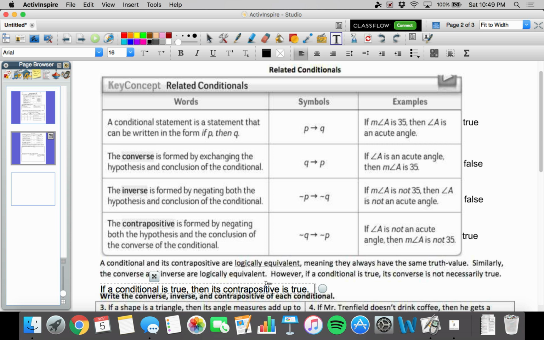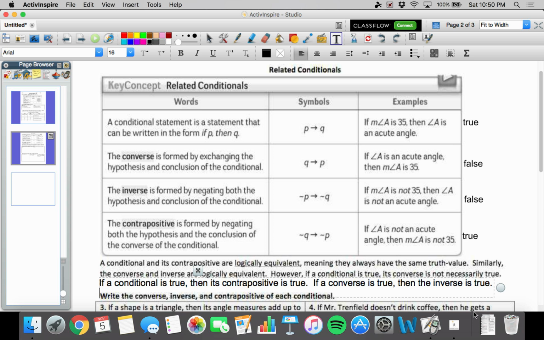And similarly, the converse and inverse are always logically equivalent. So if a converse is true, then the inverse is true. However, if a conditional is true, its converse is not necessarily true. So like we saw here, this conditional statement, if the measure of angle A is 35, then angle A is acute. When we looked at the converse and inverse, they were both false. Now sometimes they can be true, and we'll see that in a second.